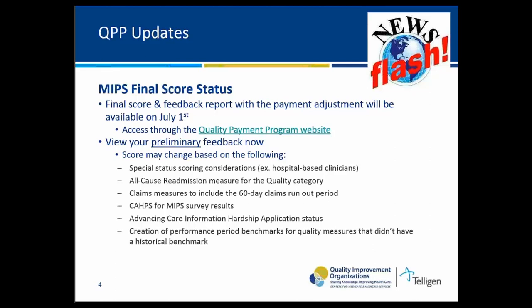And it may not be your final score. It may change based on some following situations that we've listed here. You may have special scoring considerations or all-cause readmission measure for the quality category, claims measures that included a 60-day run-out period, caps for MIPS survey results, or perhaps an advancing care information hardship application status, as well as creation of performance period benchmarks for quality measures that didn't have a historical benchmark. So all of these are different reasons why your preliminary feedback report may not give you the same as your final score when that is released.